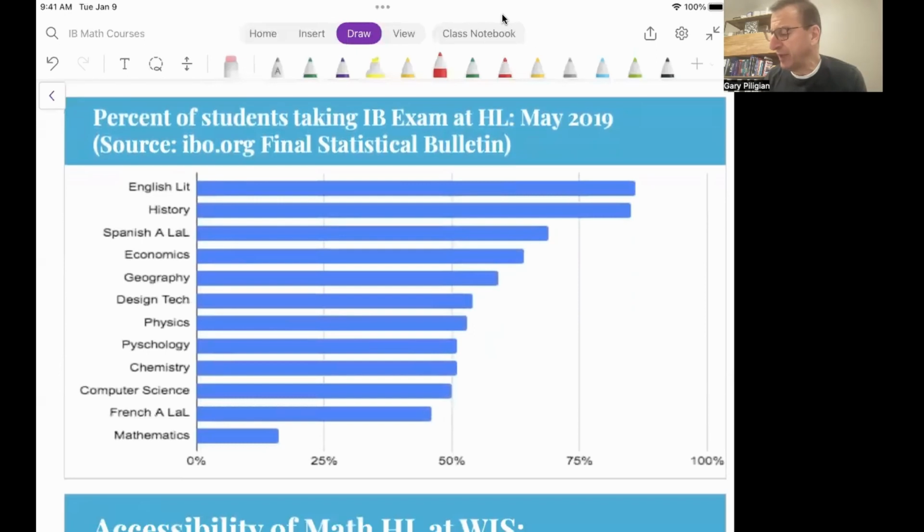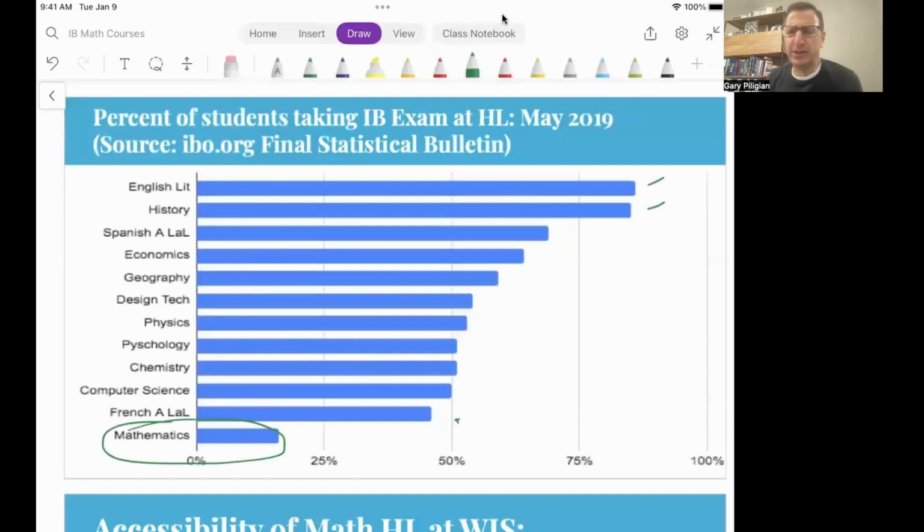This is some data from 2019, and these are the percentage of students who took an IB exam at higher level by subject. So you can see most, I mean, people who take English and history, right? More than 3/4 of the people were taking it at higher level. And even most of the courses were kind of somewhere around 50% or so or higher. But look at dear old mathematics, it was right down here, somewhere between 15 and 20% of the people.